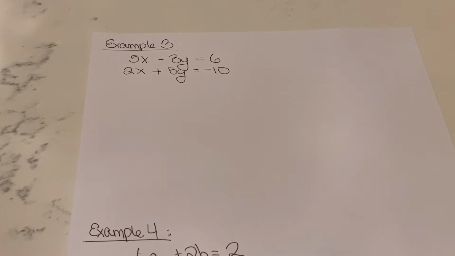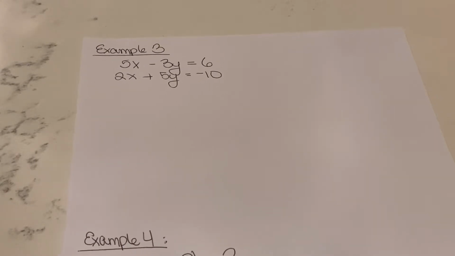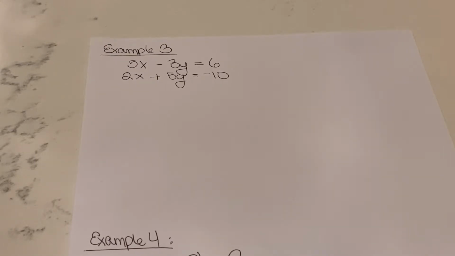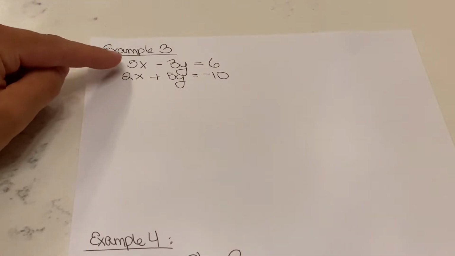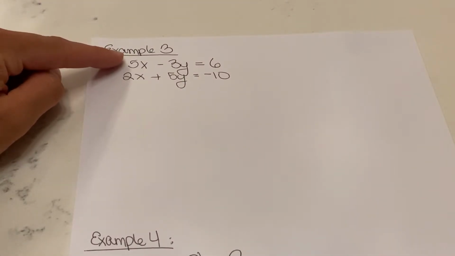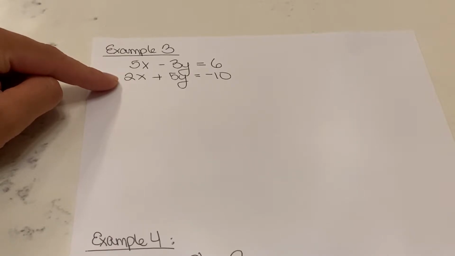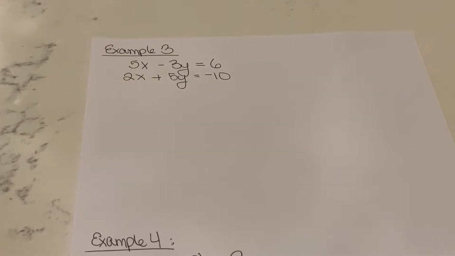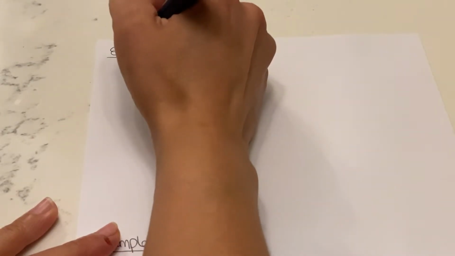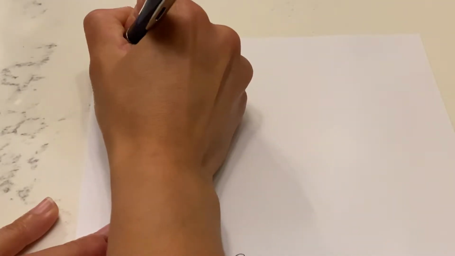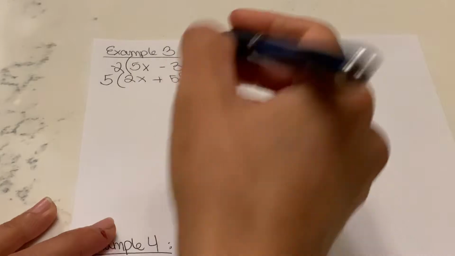So what I just said, this next problem applies. All right, so if I decide to eliminate my x's, the least common multiple between 5 and 2 is 10, okay? Now remember, one of the equations has to be positive and the other one has to be negative. So if I decide to eliminate the x, I know I'm going to multiply the first equation by negative 2, second equation by 5. Okay, so watch.